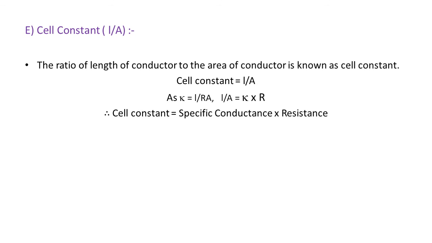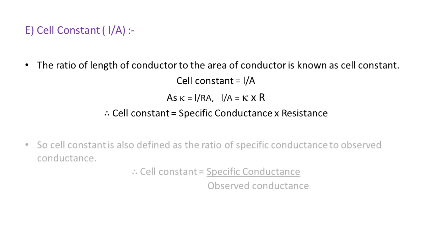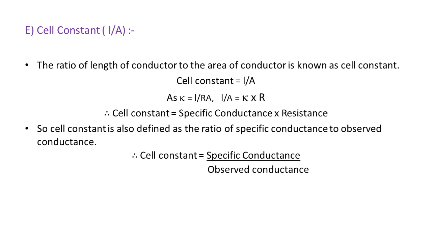Now cell constant. The ratio of length of conductor to the area of conductor is known as cell constant. Cell constant is equal to L upon A. As we know that small kappa is equal to L upon RA, therefore L upon A is equal to small kappa into R. That is, cell constant is equal to specific conductance into resistance. So cell constant is also defined as the ratio of specific conductance to the observed conductance. Its unit is centimeter inverse or meter inverse.